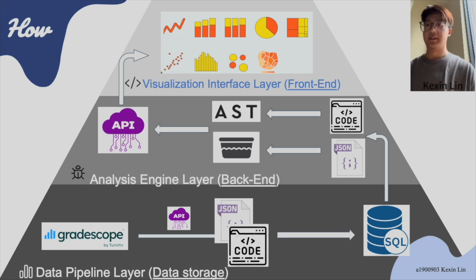Second is the analysis engine layer. The backend system reads these code files from the database or local storage and uses an abstract syntax tree, called AST, to identify structural changes in the code. For instance, if a student adds a new function or modifies a block of logic in the second submission, we can accurately detect these differences.